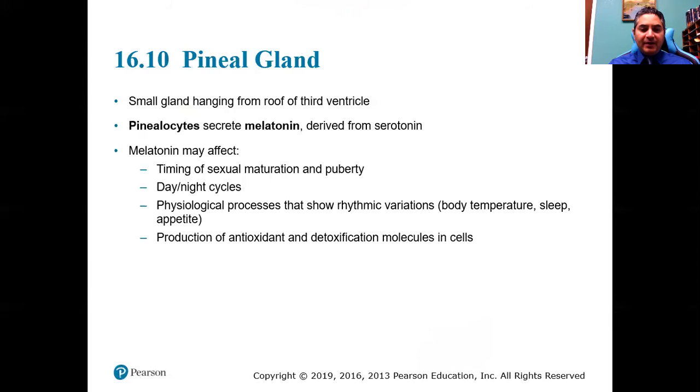It can have an issue with physiological processes that have slow rhythmic variations: body temperature, sleep, appetite. So day and night, usually light is going to inhibit melatonin. As light decreases, melatonin begins to slowly increase.